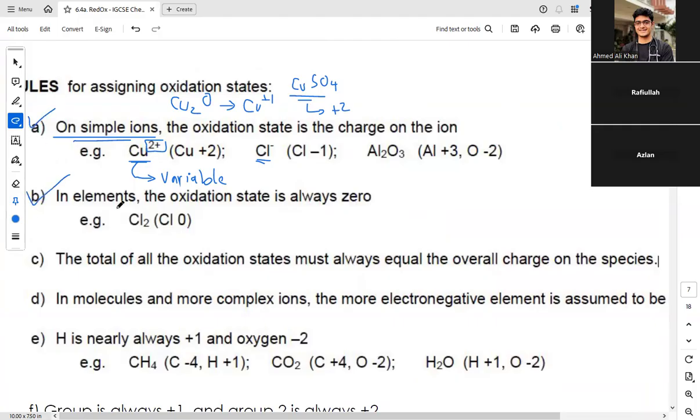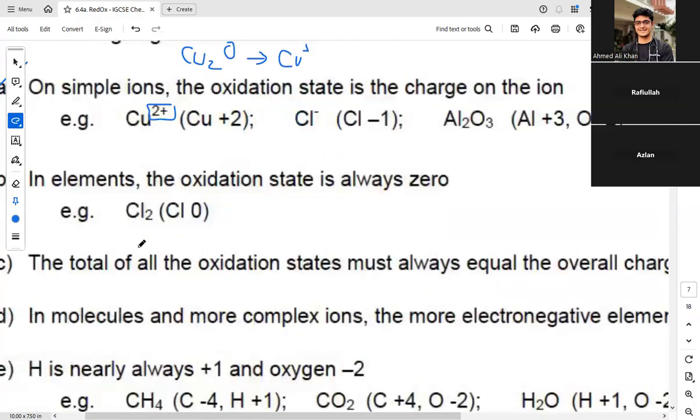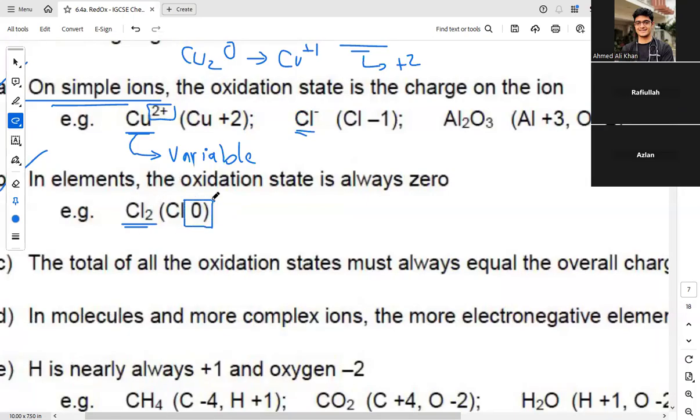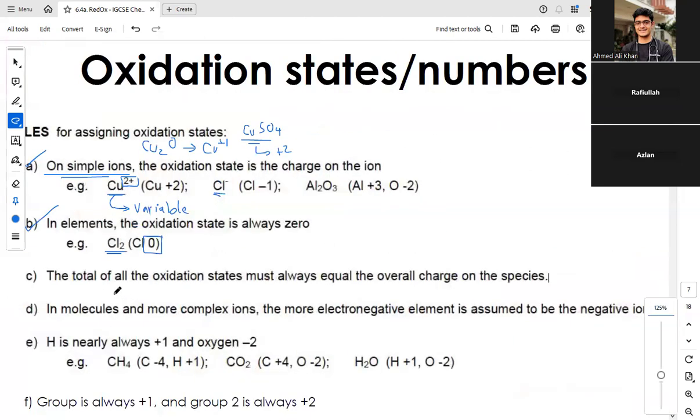Second rule is that in elements, the oxidation state is always 0. Okay, I mentioned this earlier yesterday that in the free form, all elements will have an oxidation state of 0. Okay, when they exist in the free form, their oxidation state will be 0. Okay, they'll neither have an excess of electrons or deficiency of electrons.